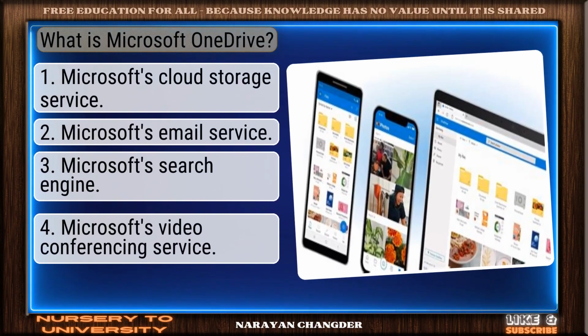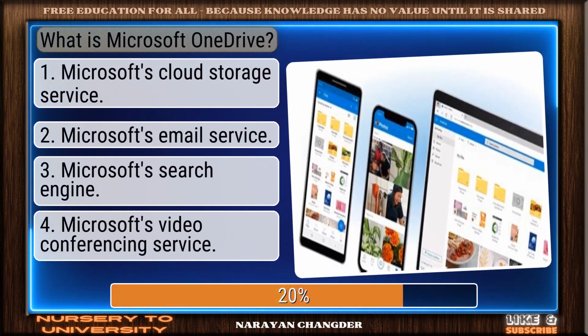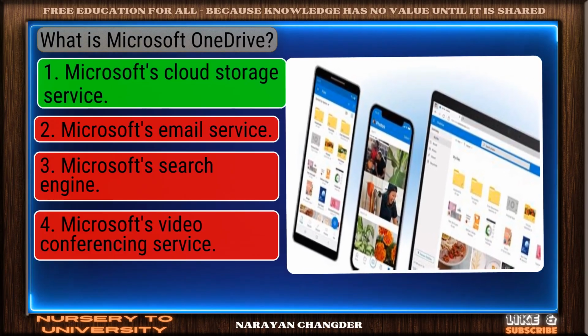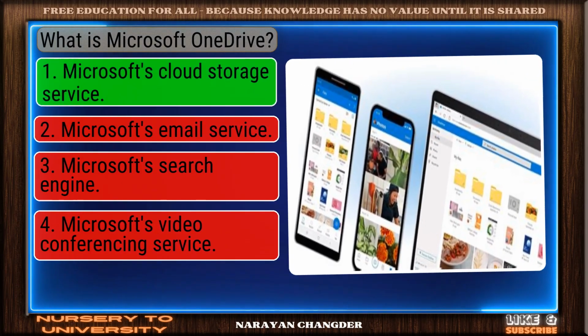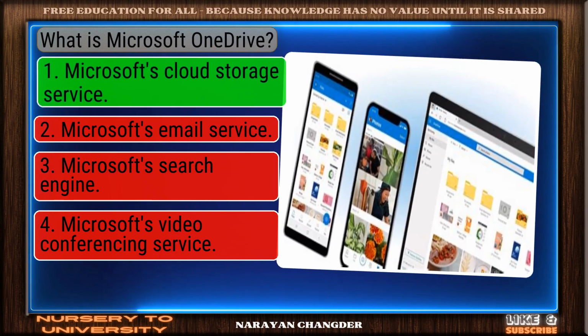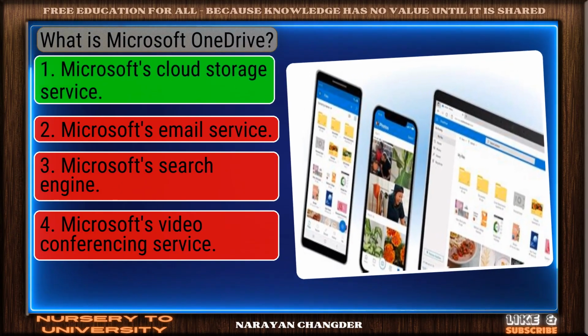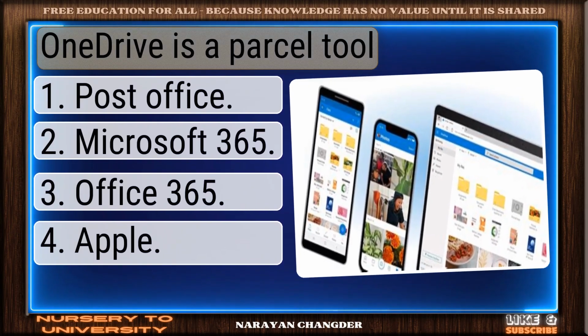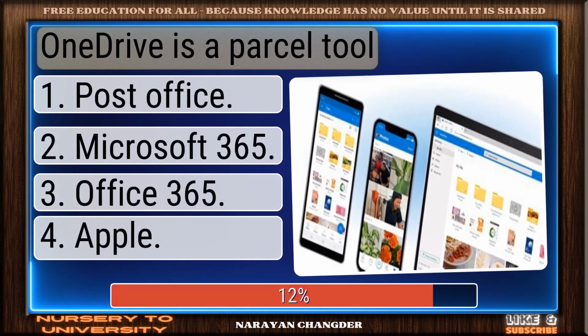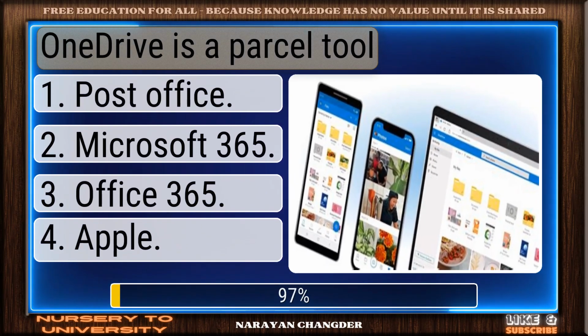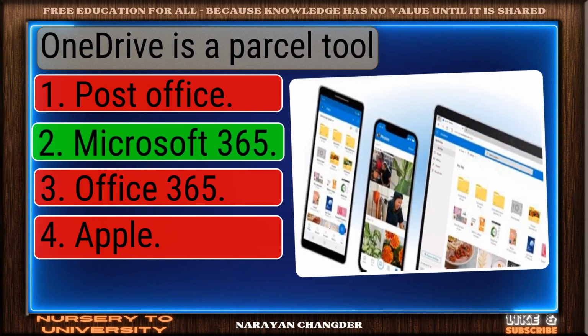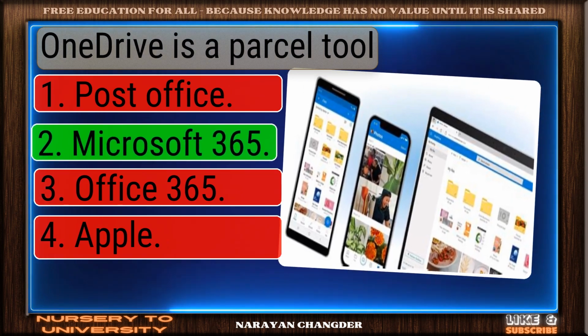Question number 77. What is Microsoft OneDrive? Excellent. Microsoft's cloud storage service is a brilliant choice. Question number 78. OneDrive is a part of which tool? Solid response. Microsoft 365 is a valid choice.